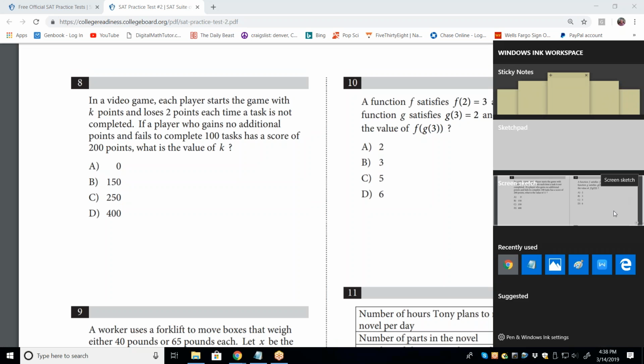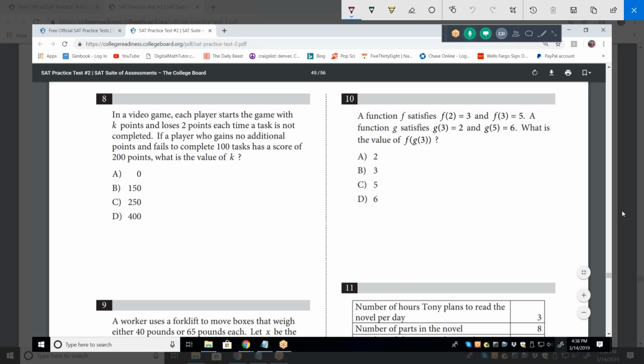Yeah, they definitely have increased in their degree of difficulty quickly from 6 to 10. Or I should say from 6 to 9. All right. So f of 2 is 3. f of 3 is 5. A function g satisfies g of 3 is 2, and g of 5 is 6. What is the value of f of g of 3?